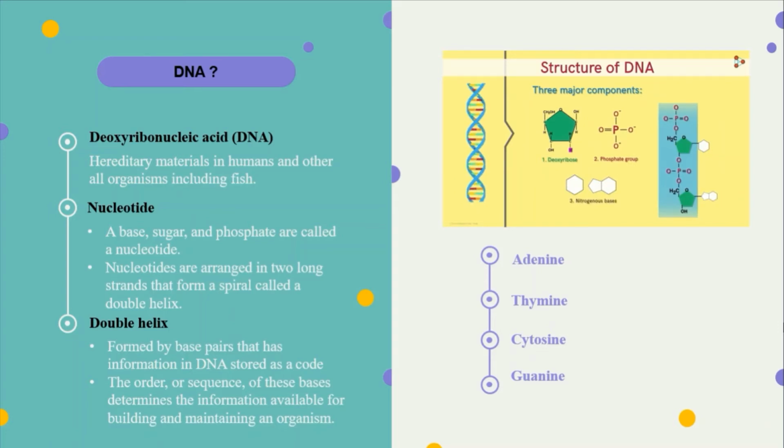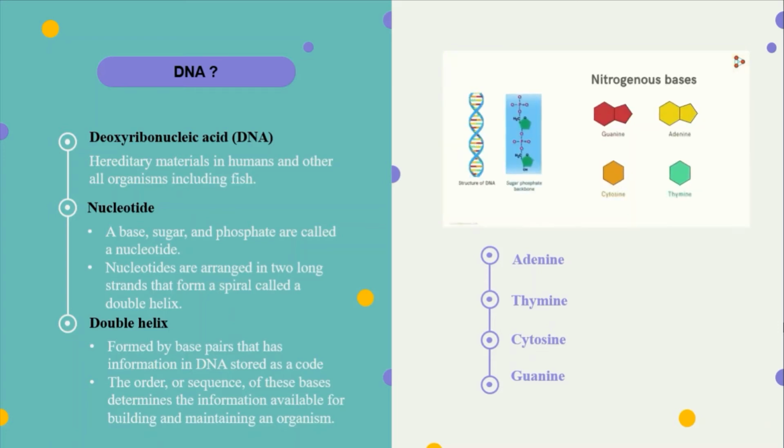DNA bases pair up with each other. As you can see from the video, adenine will pair with thymine while cytosine will pair with guanine. This pair will form a unit. The order of the sequence of these bases is like an alphabet that can create words, and words that can create a sentence. It determines the information available for building and maintaining an organism.